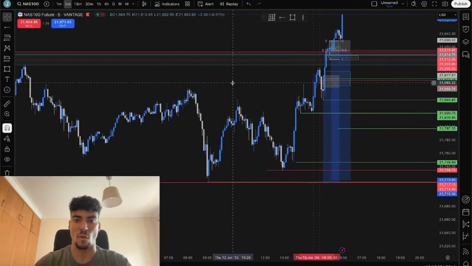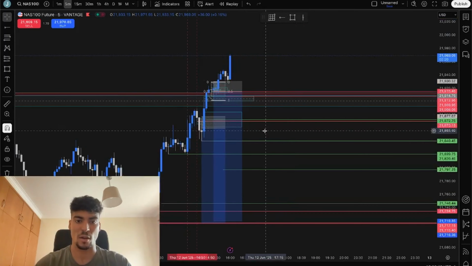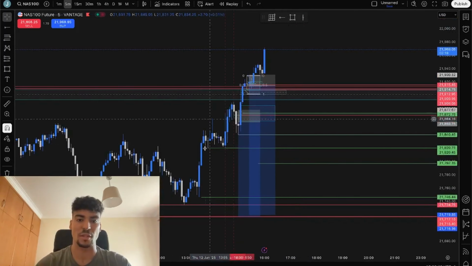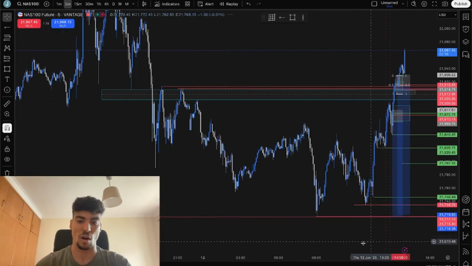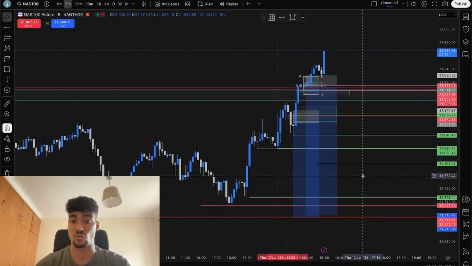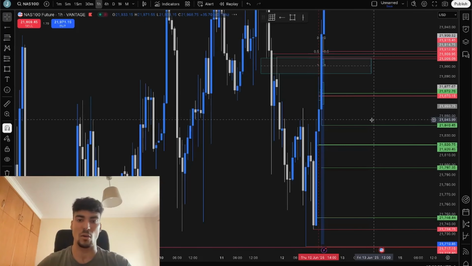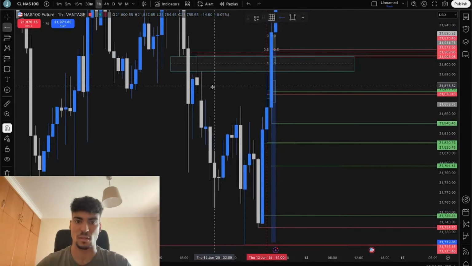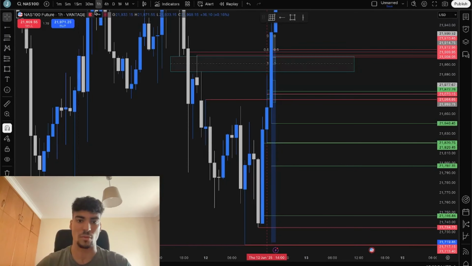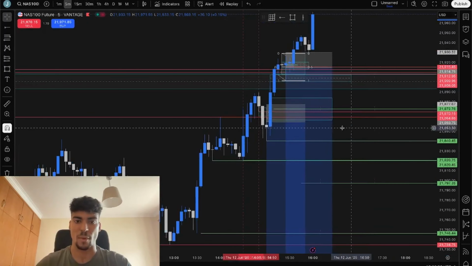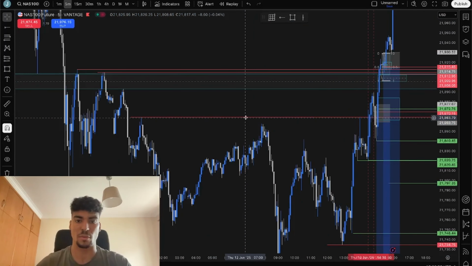So yeah, what happens? Market opens. I want to trade on the Nasdaq because of these 4 hour relative equal lows, and they are a very strong draw on liquidity. Let's go through the trade. So we sweep out the hourly high. I think it was this one. Yep, we sweep out this one. So market opens, we sweep out this hourly high, we go up.